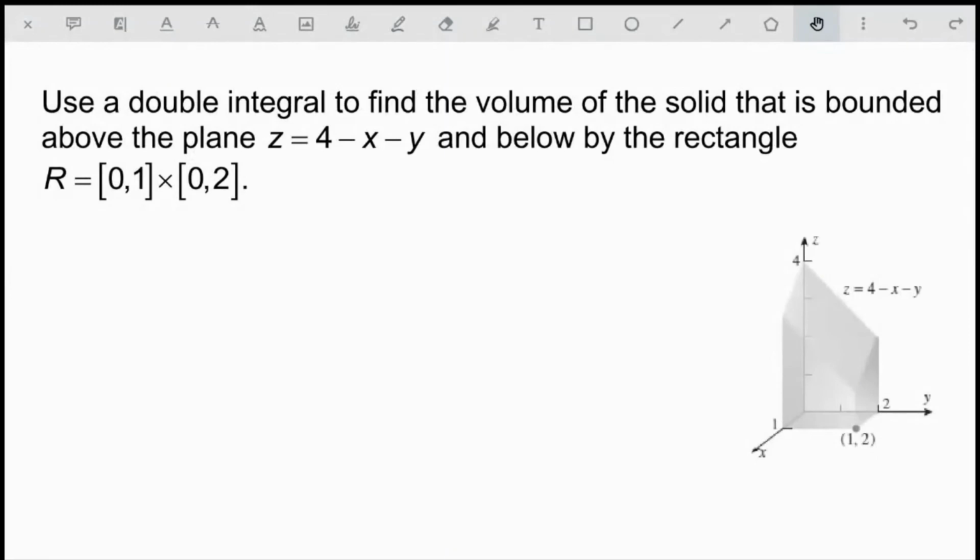Okay, so let's take a look at the second part of this. So the second question says, use a double integral to find the volume of the solid that is bounded above by the plane z equals 4 minus x minus y and below by the rectangle.